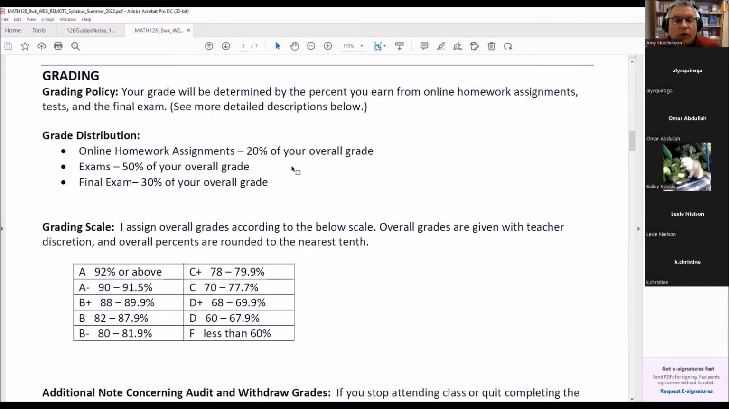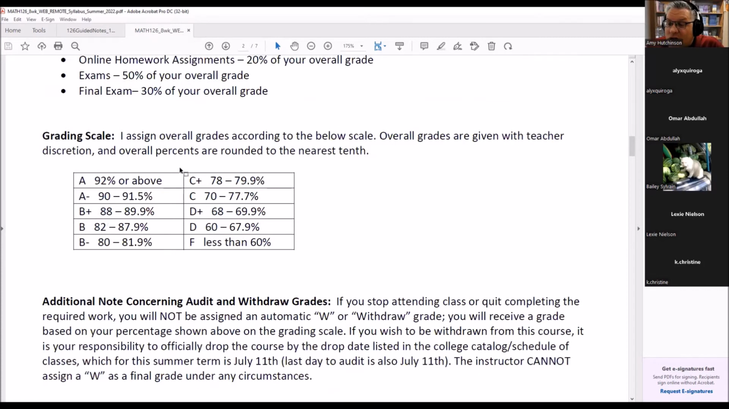So here's how we're going to do the grading in this course. We have the online homework assignments. That's going to be done in MyOpenMath. It's 20% of your overall grade. The exams are 50%, and then the final exam is 30%. I do grade on a plus-minus grading scale, which you can see here, and that's really going to be more important towards the end of the semester. I do try and round up where necessary, but I do round everything to the nearest tenth.